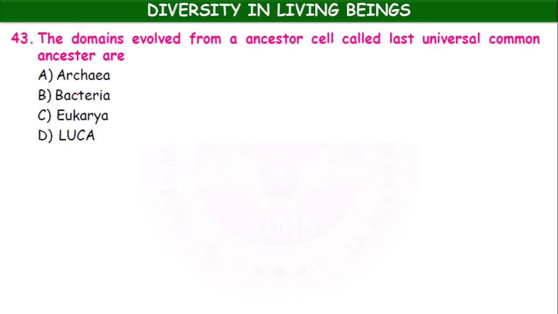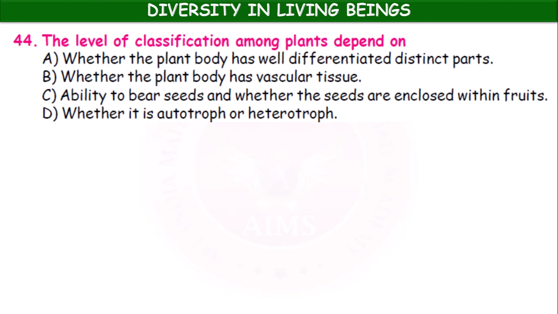Okay, here onwards the multi-correct answers start. The domains evolved from the ancestor cell called last universal common ancestor are archaea, bacteria and eukarya. Next, the questions from 43 to 51, they are multi-correct answers.